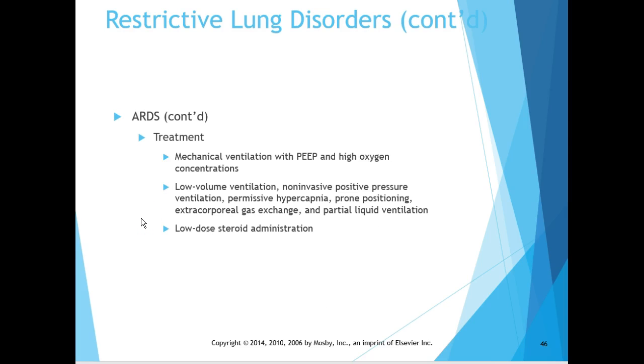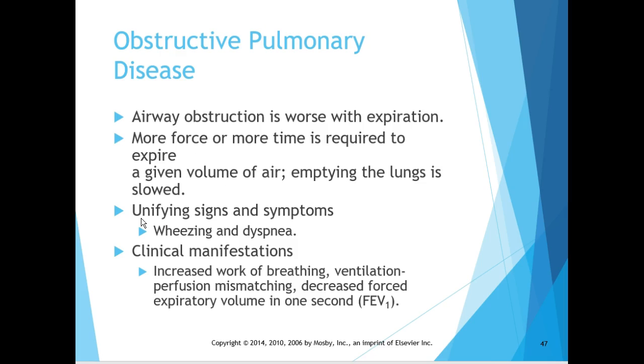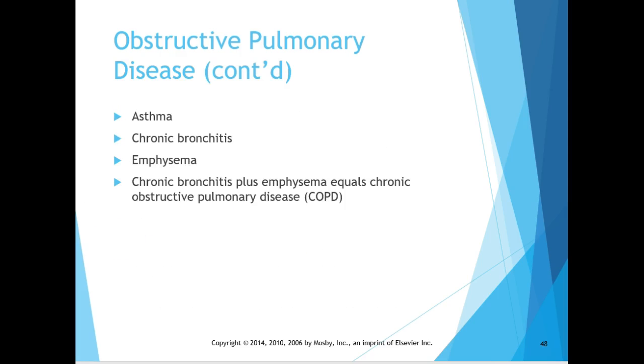You're probably not going to see this in primary care, the people that have been very sick. Then you have obstructive pulmonary disease. They're also going to be having respiratory distress, but for a different reason. Some of the reasons are chronic bronchitis and asthma. I get a lot of people that say they have chronic bronchitis. What they have is uncontrolled asthma.